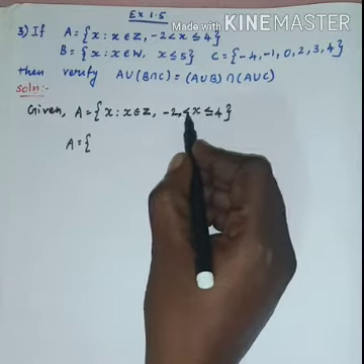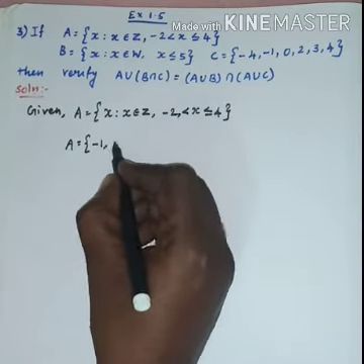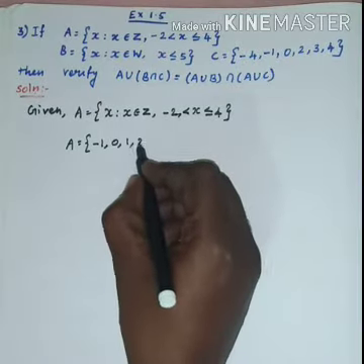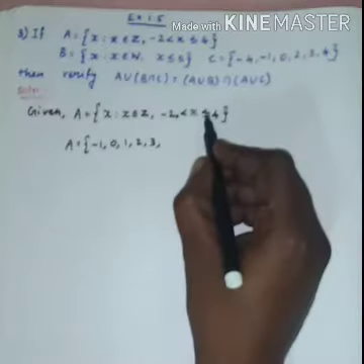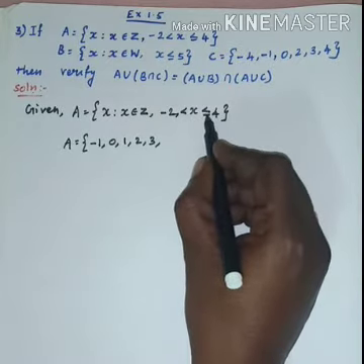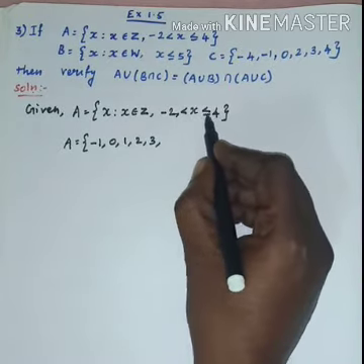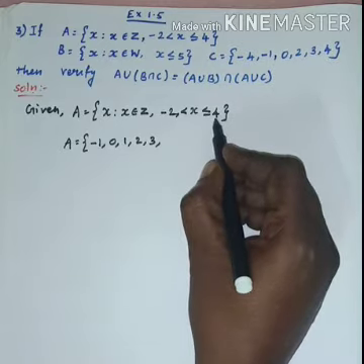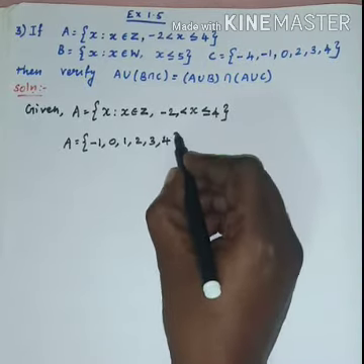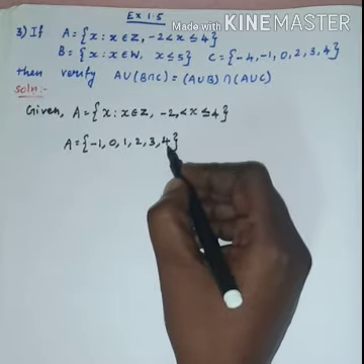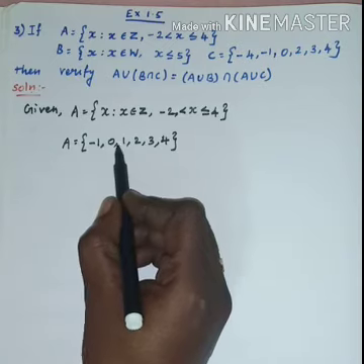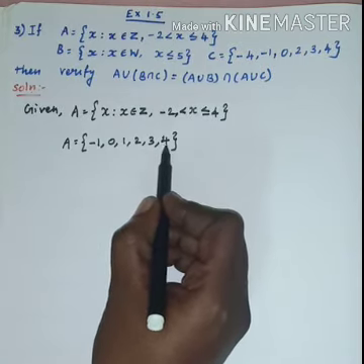So the next number to minus 2 is minus 1, and then 0, and the positive numbers 1, 2, 3. Here the condition is x is less than or equal to 4. So here the equal to symbol is given for this 4. So we have to write this 4 also here. So up to 4 we have to write. Okay, so the elements of A are -1, 0, 1, 2, 3, 4.